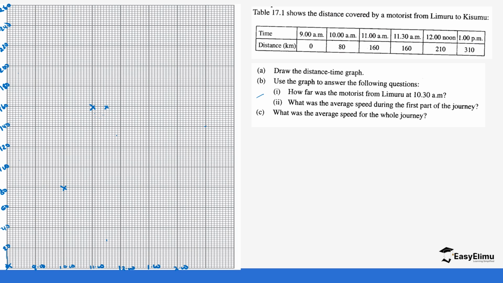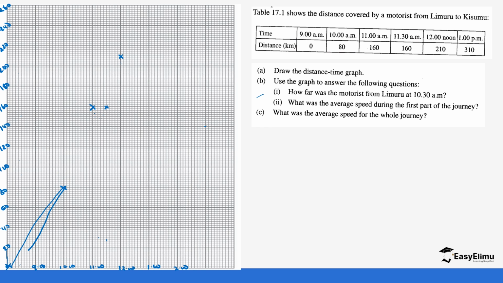And then at 12 noon, that is here, to be at 210. So it goes half to 210. So it's in between. So 1, 2, 3, 4, 5 here. And finally at 3:10, which we do not have, so we are going to leave it at that. So make sure you join your points with a straight line. Use a ruler where possible.